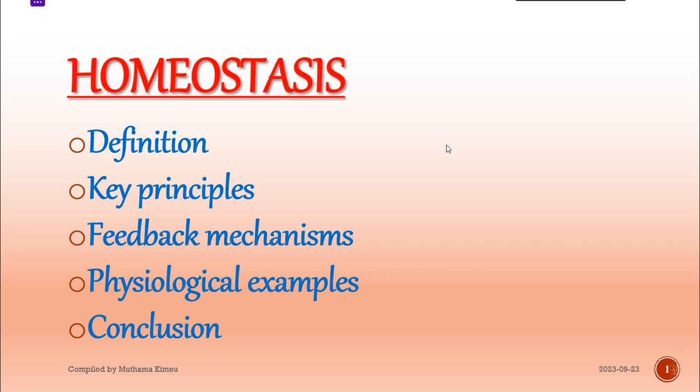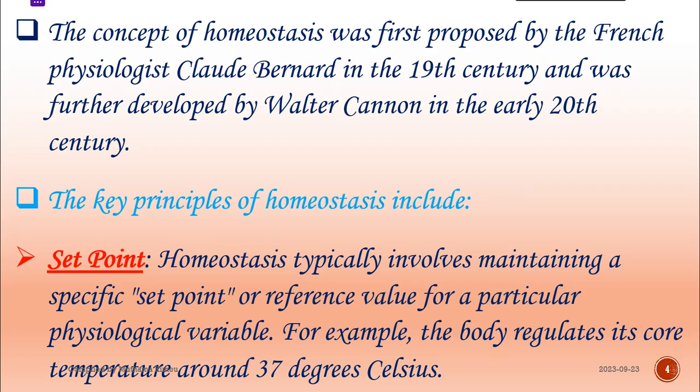So let us start with the definition of the term homeostasis. The concept of homeostasis was first proposed by a Frenchman called Claude Bernard in the 19th century and was further developed by Cannon in the early 20th century. So what does the concept of homeostasis mean?